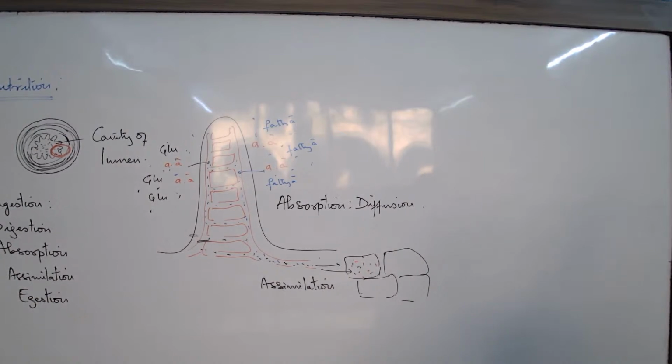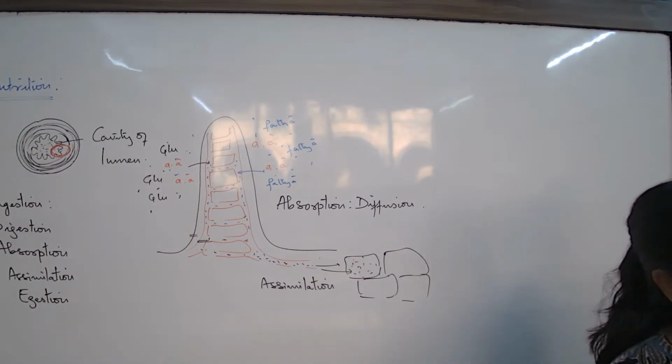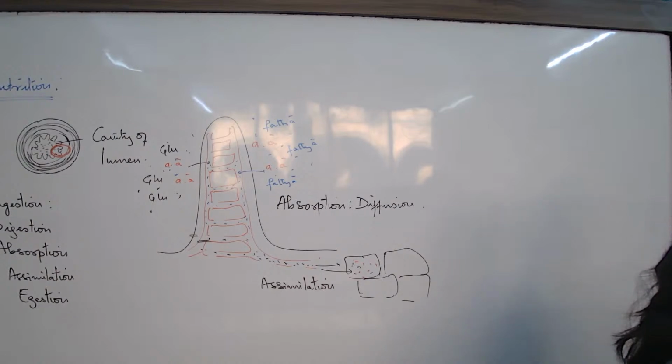is known as assimilation. Ma'am, can you give the absorption definition again? You have not written? Absorption, the diffusion of the simplest forms of nutrients, that is glucose, amino acids, fatty acids and glycerol, from the cavity of the small intestine towards the blood vessels of the villus, is known as absorption.